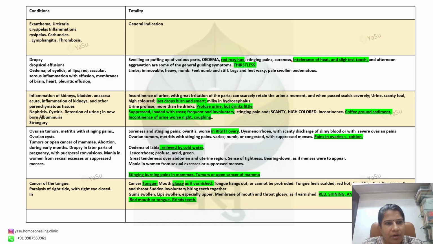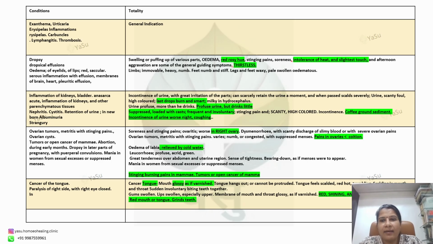See, we saw it is a good drug for ovarian tumors and tumors of the mammary gland. Now, it's also a good drug for cancer of the tongue. So, what happens is, when there is a cancer of the tongue, the mouth is glossy as if varnished, tongue hangs out and cannot be protruded. That could be advanced pathology.